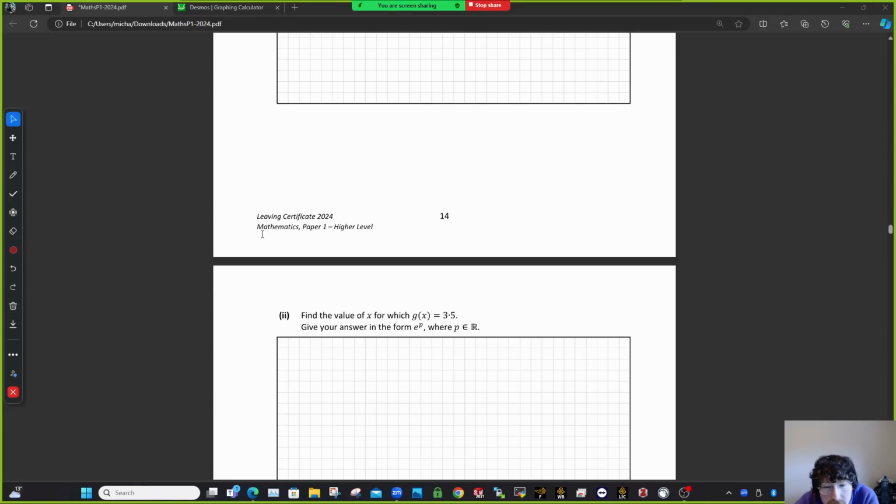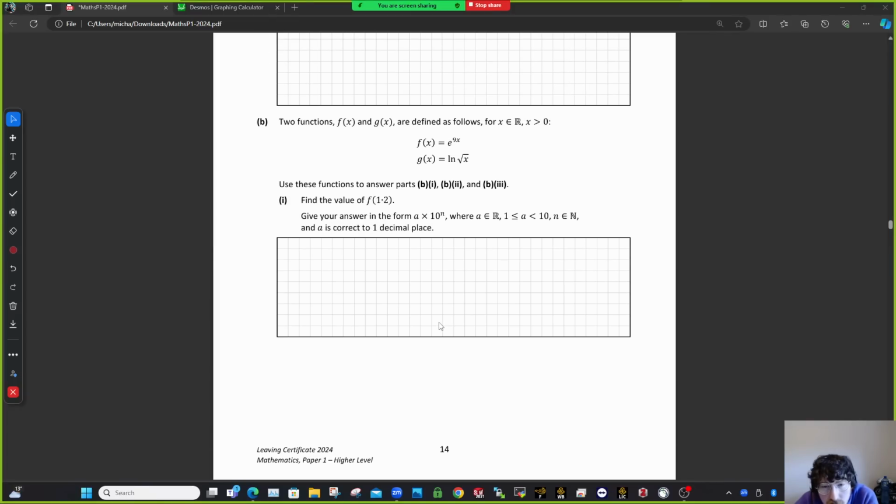Find the value of x for when g of x equals 3.5. Give your answer like that. So g of x is 3.5. So 3.5 equals ln root x. So what you do is you move this out of log format. So the base here is e, so the base will still be e. The 3.5 will be the power, and then the thing inside the log will be on its own over here, which is root x. So then x, you square both sides, so x equals e to the 3.5 squared, which is x equals e to the 7.